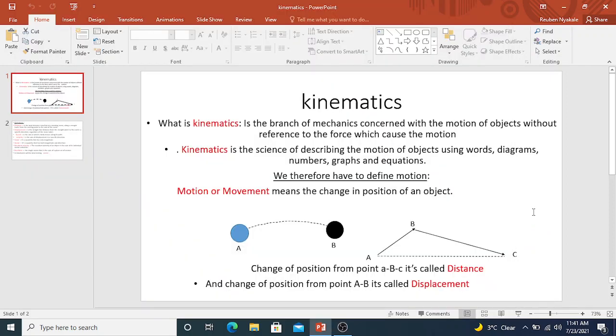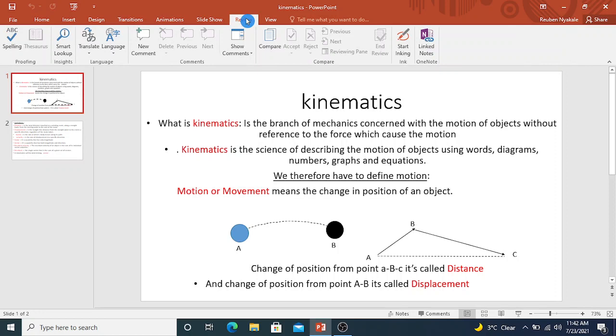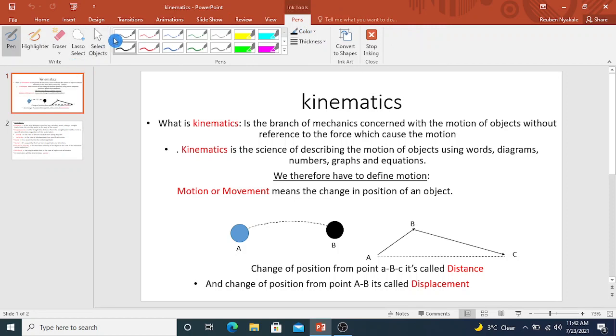Let us look at kinematics. What is kinematics? It is the branch of mechanics concerned with the motion of objects without reference to the force which causes the motion.